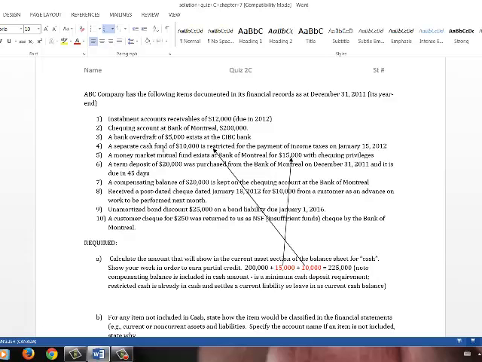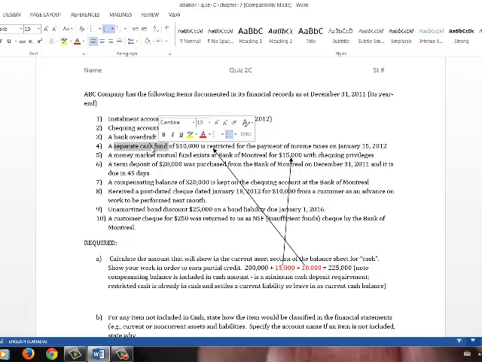Now, we also have a separate cash fund of $10,000, which is restricted, but it's for the payment of a current amount, which is your income taxes, the amount that's payable on those. Any amount that you owe to the government in terms of income taxes, again, in this case, we said it was payable January 15th, 2012, so you know it's current, but the government doesn't wait for its money. So we know that that amount of that separate cash fund has to be part of your current asset cash balance.